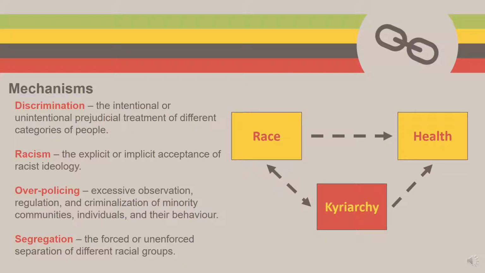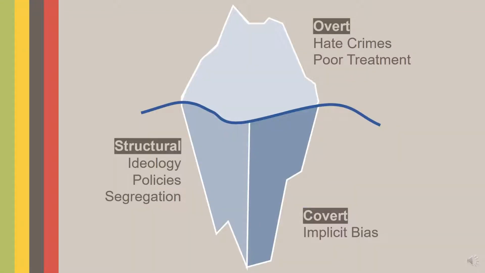And so thinking about specific policies and experiences that contribute to poorer health among racialized groups, experiences of discrimination, racism, over-policing of their communities, and segregation have had a profound effect on shaping health systems and how they work with minority communities. And so let's take on racism first.